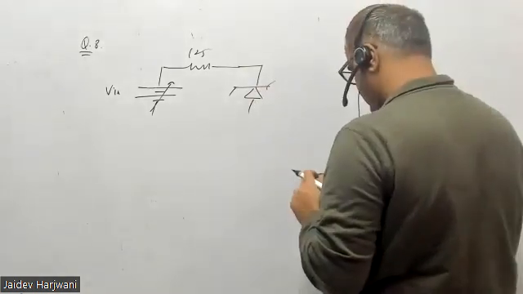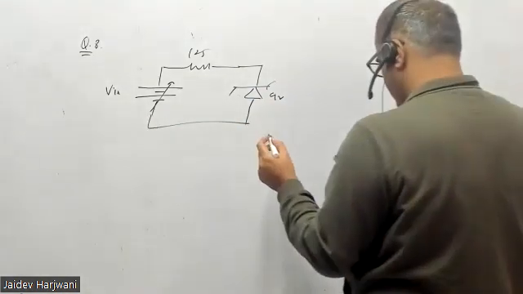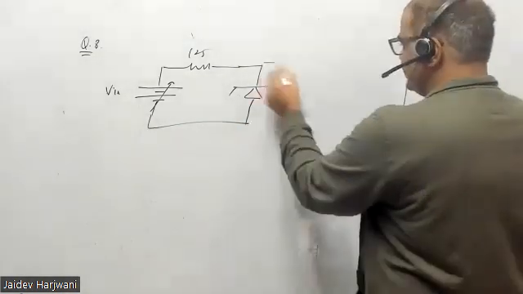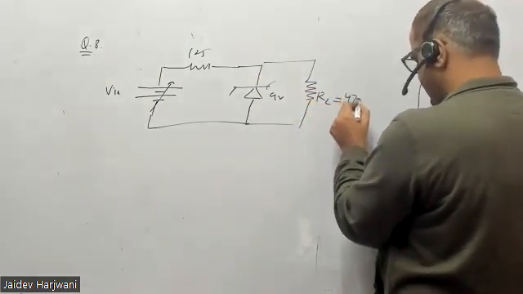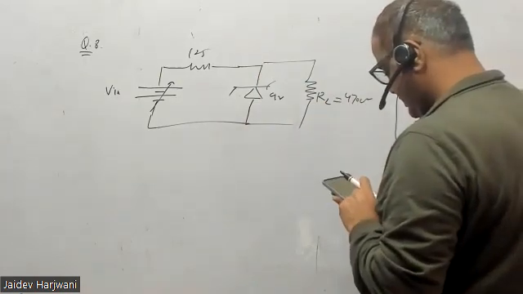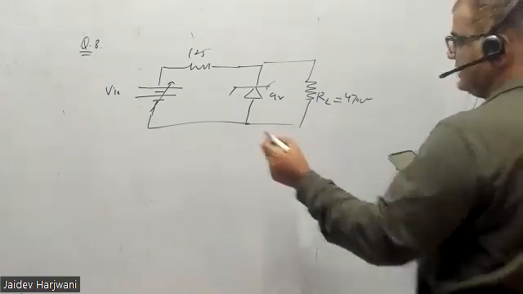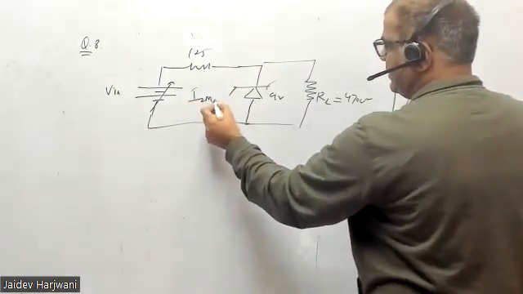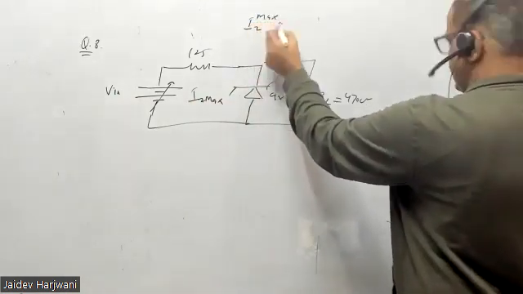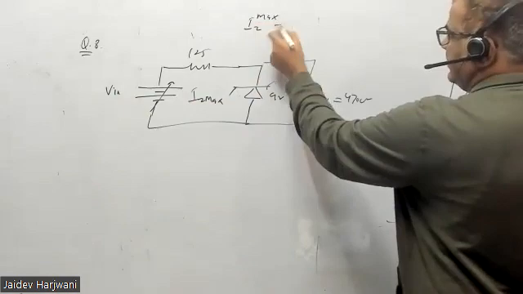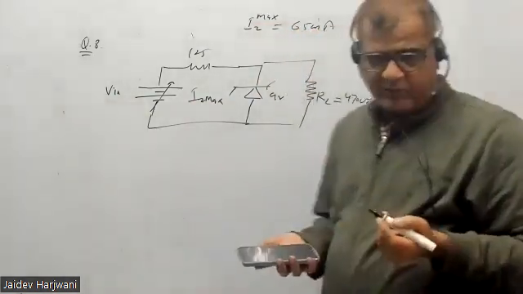What is the Zener voltage? 9 volt. Okay, and RL is also given. RL is given as 470 ohm. And the value of IZ max is also given. IZ max is given as 65 milliampere. Okay, very good.